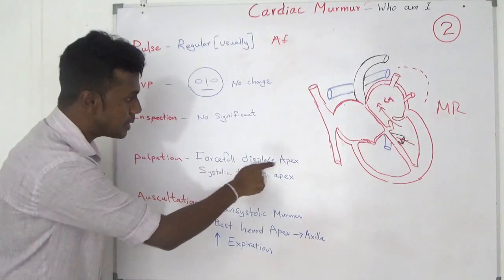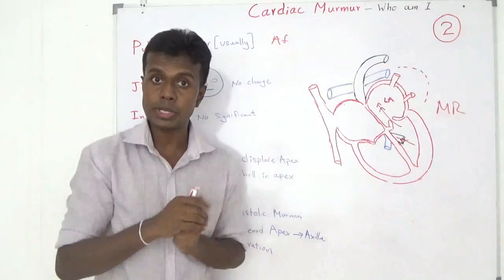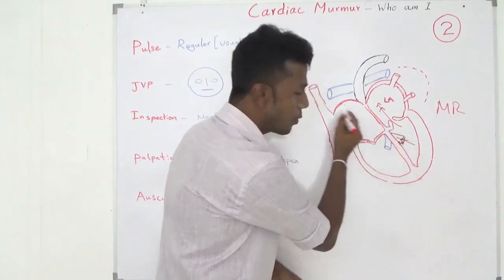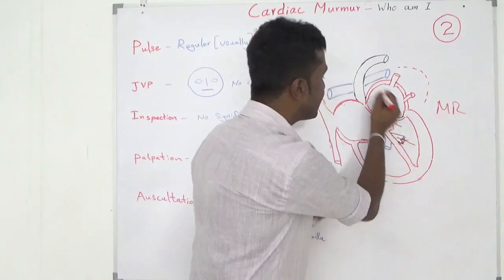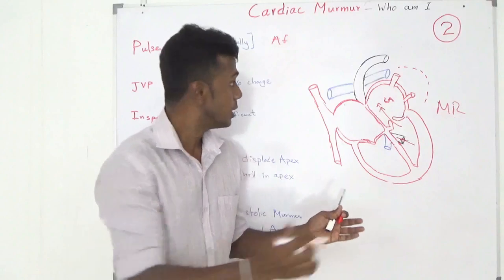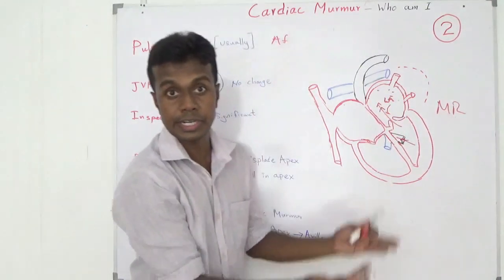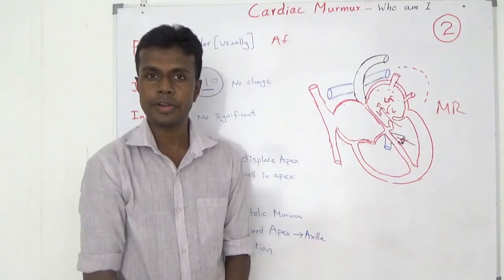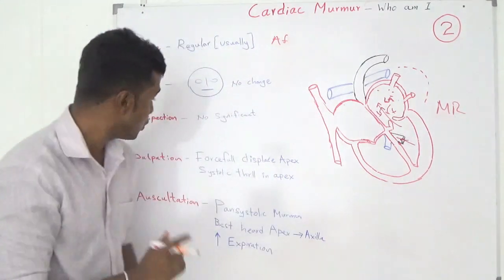Palpation: forceful displaced apex. What happened? During left ventricular ejection, blood goes to the left atrium and the aorta both. For a while, think 50% going to the aorta, 50% going to the left atrium. Now during relaxation, the blood which regurgitated into the left atrium also comes back. So the left ventricle becomes volume overloaded.